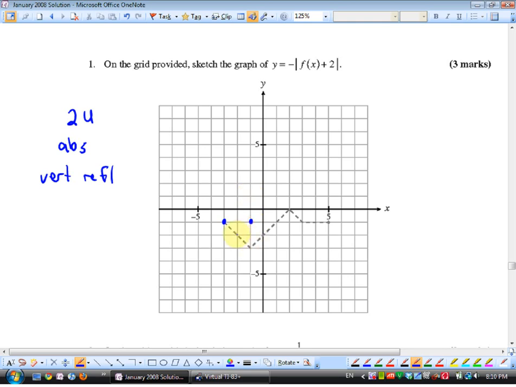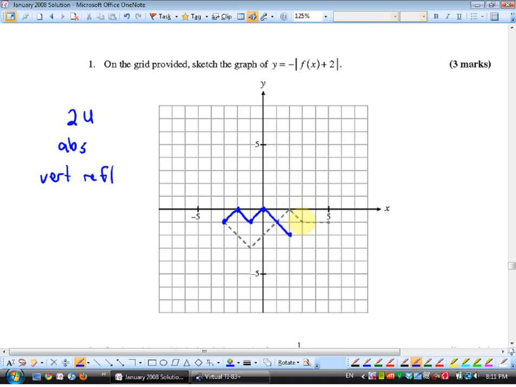I better try this point then, because I'm not sure it's a straight line. 2 up, right there. Absolute value stays there. Vertical reflection stays there. So I actually get, out of nowhere, a little triangular shape, like that. Let's try this point here. 2 up, absolute value stays there. Vertical reflection stays there, ends up like that. How about here? 2 up, absolute value, vertical reflection, ends up back down here. This is kind of a weird one. 2 up, absolute value stays there. Vertical reflection goes to negative 2.